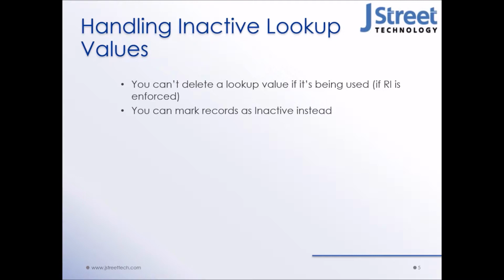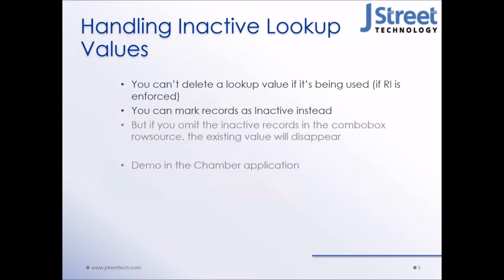So what you do is you can't delete it, so people want to deactivate it. So what they do is they mark records as inactive, and that's fine. But if you omit the inactive records in any combo box where you have to choose a color, then the existing value disappears, because if you're using auto number keys like you should be, then let's say blue is key 17.